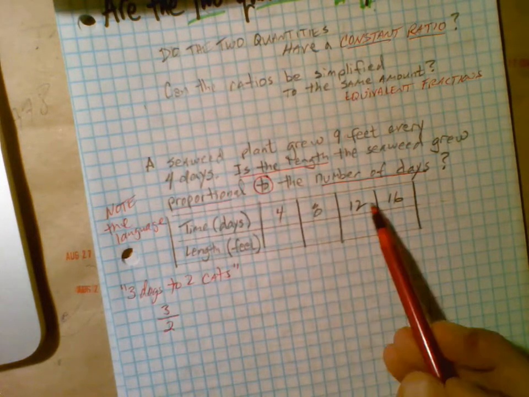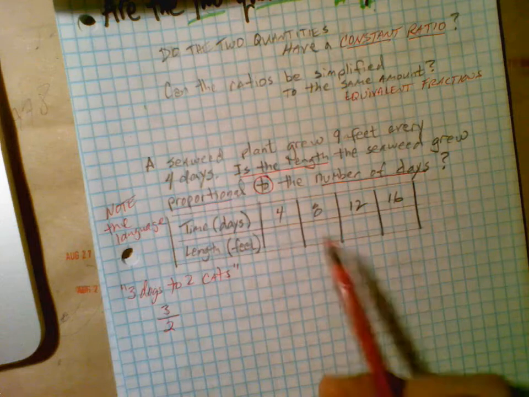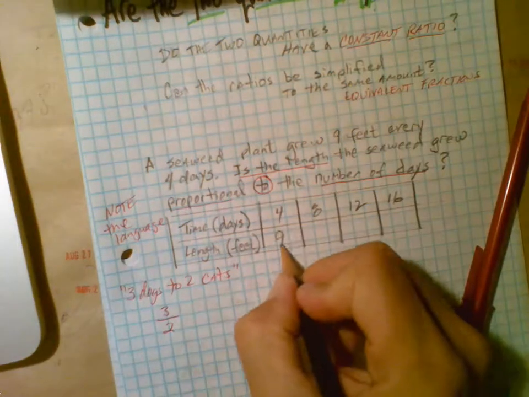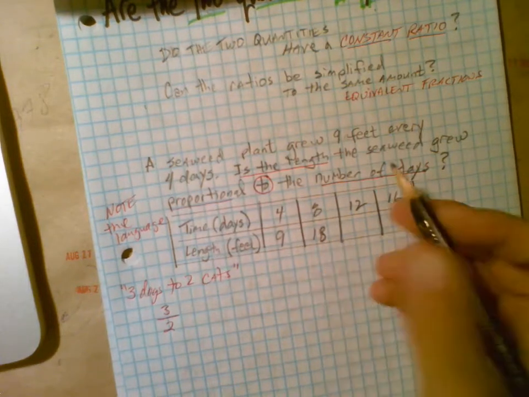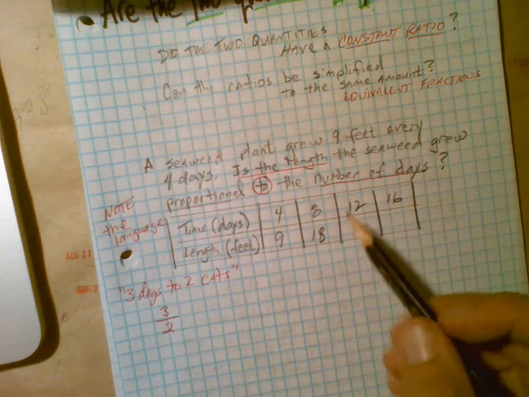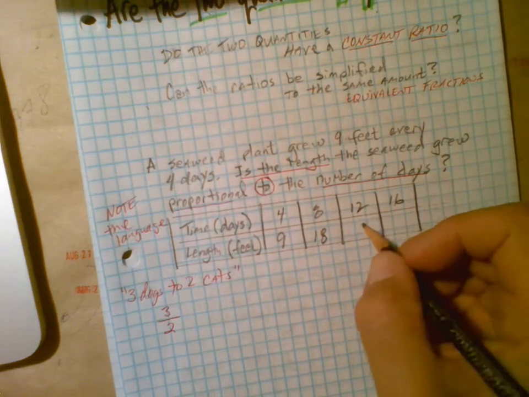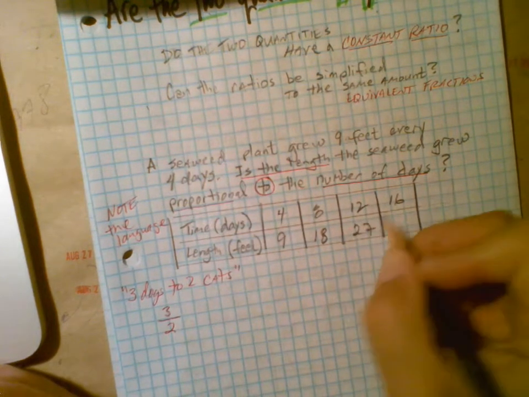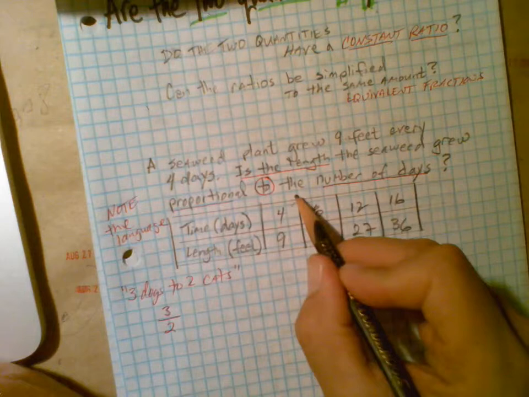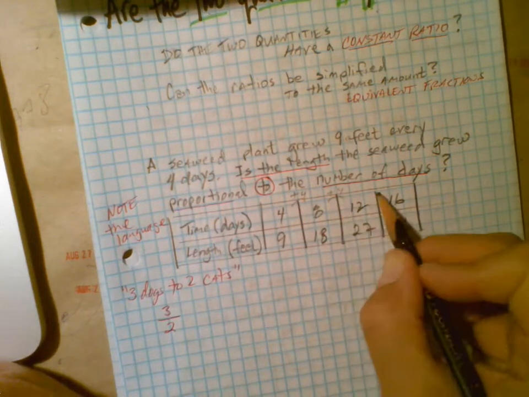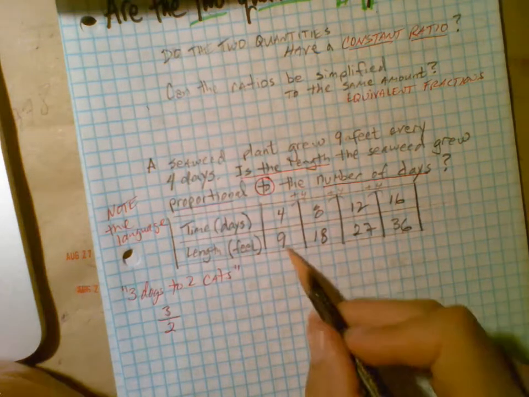In this case, they gave me a table that's not complete. So if it grew in 4 days, it grew 9 feet. Let's fill this in. In 8 days, that's twice 4, so it would have grown 18 feet. In 4 more days, it would have grown another 9 feet, and that would make it 27. And then another 4 days, another 9 feet is 36. So we can see how the days are going up by 4 each time.